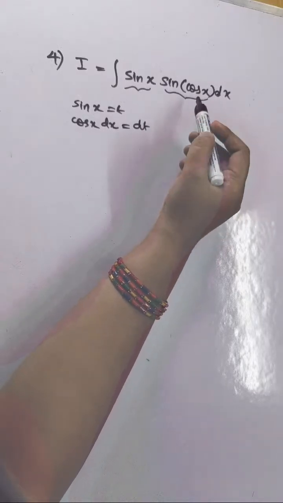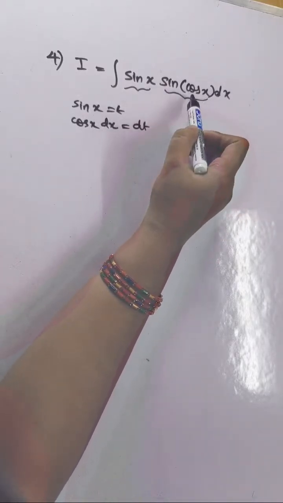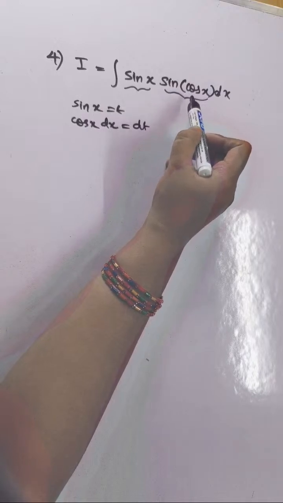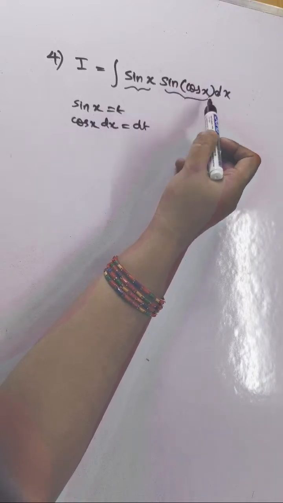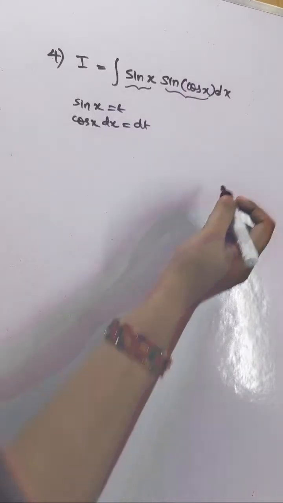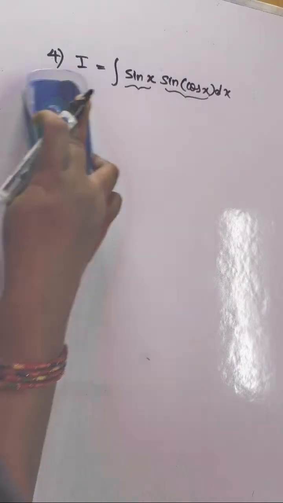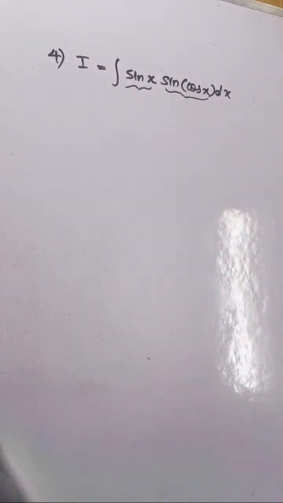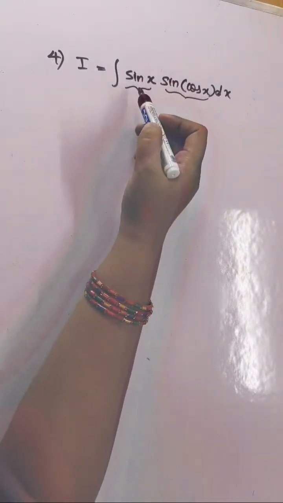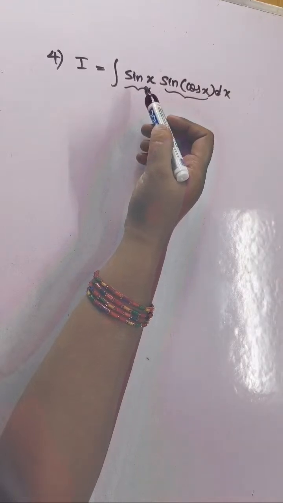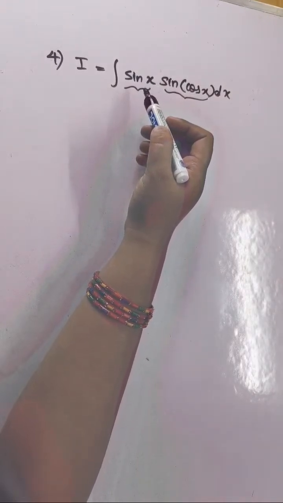But here our problem is that cos x is in the argument. You can't do anything if it is in the argument, because you can't split that or write it as two or three separate terms, right? So you can't take sin x as t, because the substitution is difficult for us to do.